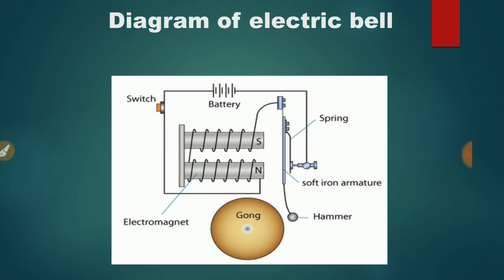Now we have to do the working principle and construction of the electric bell. What is the principle of the electric bell? It works on the principle of the magnetic effect of electric current. So here is the diagram. You have to understand the diagram.